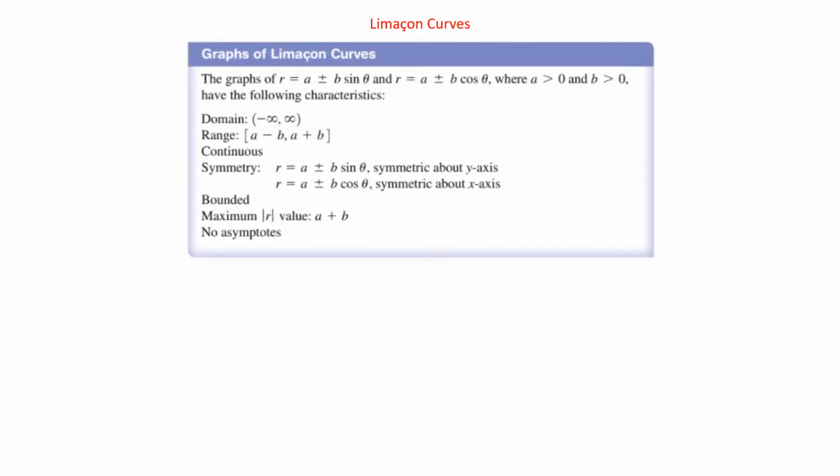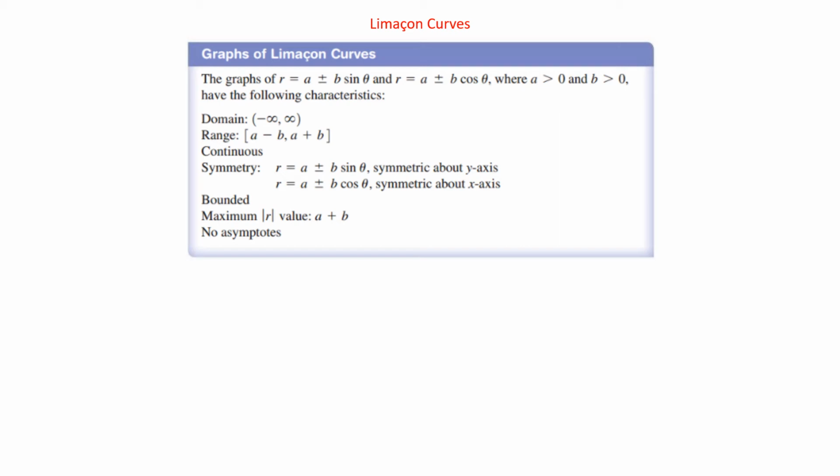The Limaçon curves, or snail curves, are r equals a number plus or minus a number times sine theta or cosine theta, where those numbers are positive. The domain is still all real numbers because we can plug any theta we want into there. The range is a minus b to a plus b, because the sine and cosine get as big as 1, which makes it b, and as small as -1, which makes it -b.